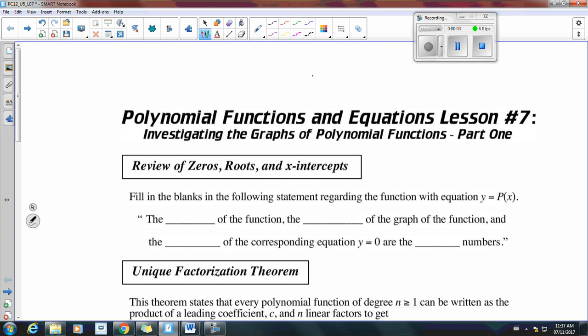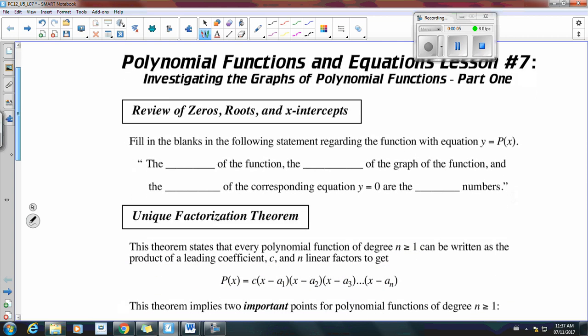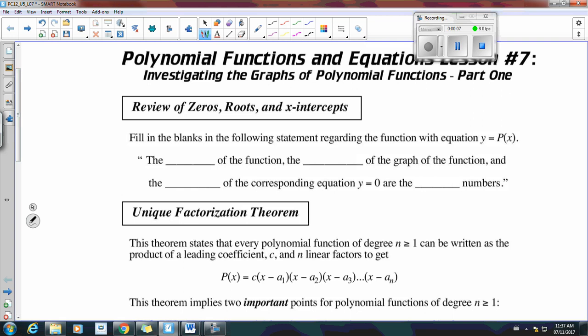Okay, lesson 7. So we're looking at polynomial function graphs now. Fill in the blanks in the following statement regarding the function y equals p of x. The zeros of the function, the x-intercepts of the function, and the roots of the corresponding equation y equals 0 are all the same, so all of those are the same number.